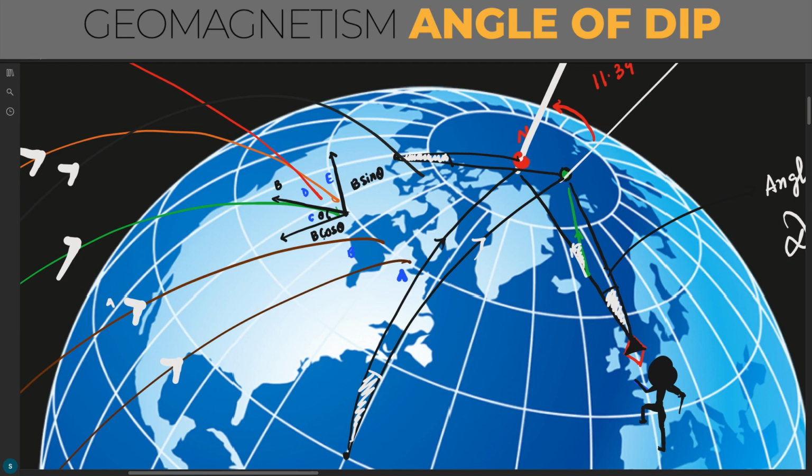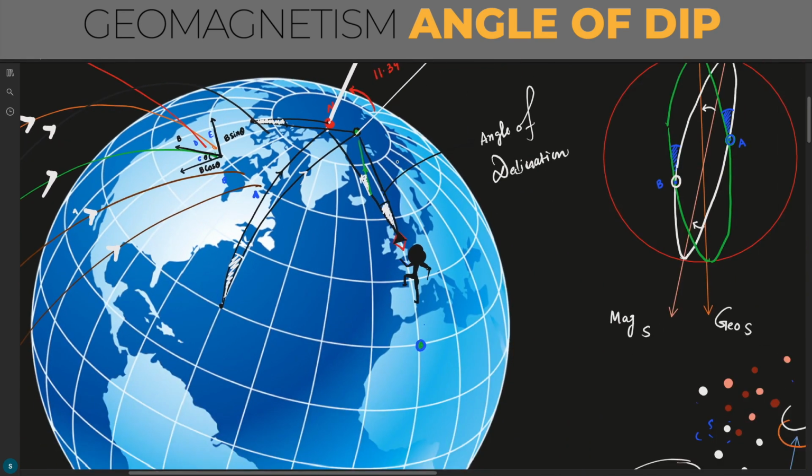So this B cos theta is called the horizontal component at one given point, and this B is the intensity of the magnetic field at the point C, and theta is called the angle of dip at that particular point C, right? So this is the angle of dip. This is the concept of the angle of dip in the large picture.